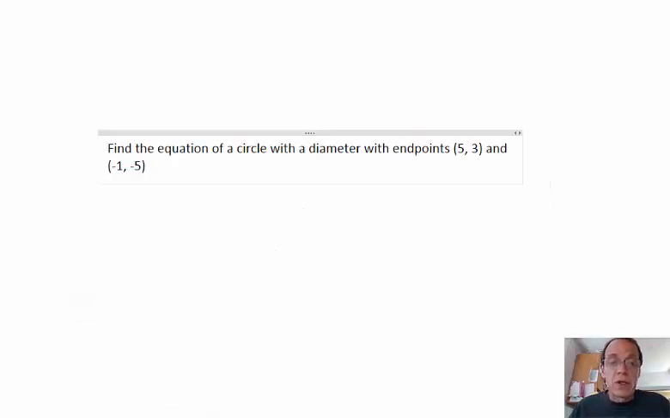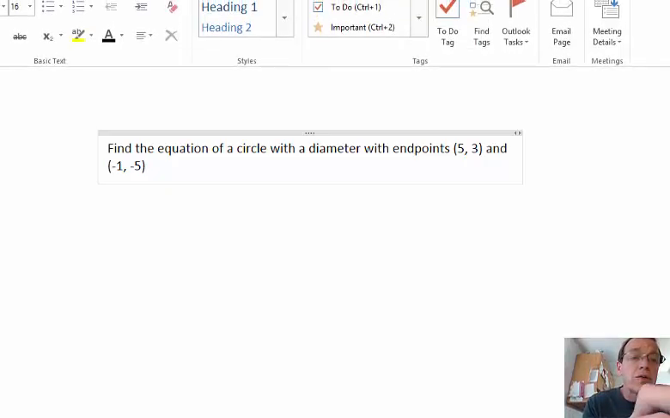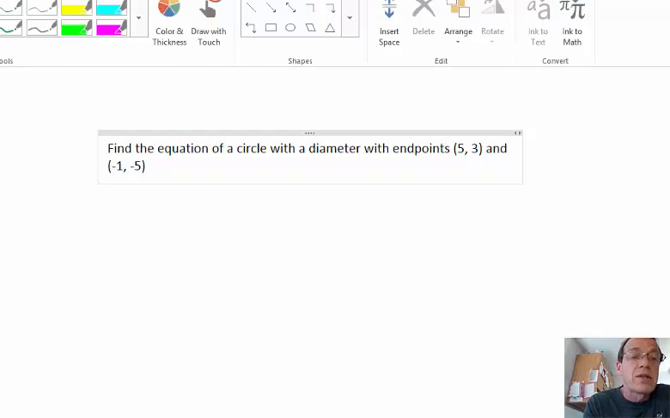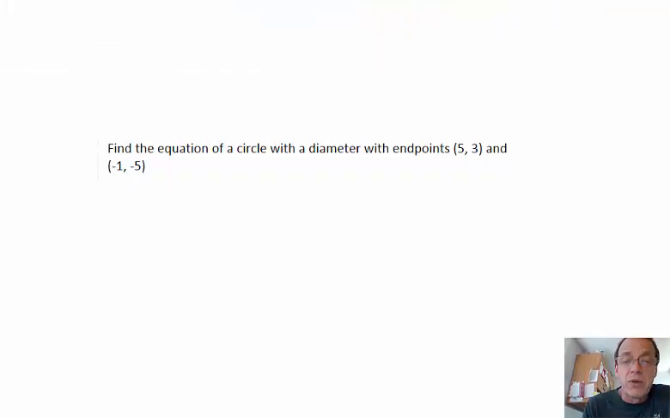Okay, let's say we have a new equation now. We got to get a little trickier here because they get to be too easy otherwise. Find the equation of a circle with a diameter with endpoints 5, 3, and -1, -5. Now, if you think about a circle with a diameter, I'm just going to try to draw one. It's going to be freehand. It's not going to look very good, but we'll get an idea of it.